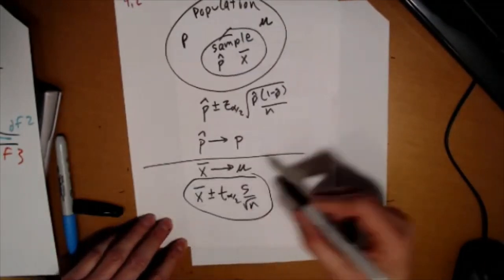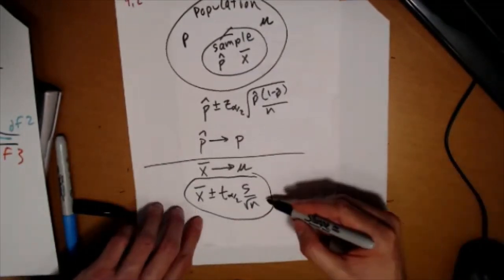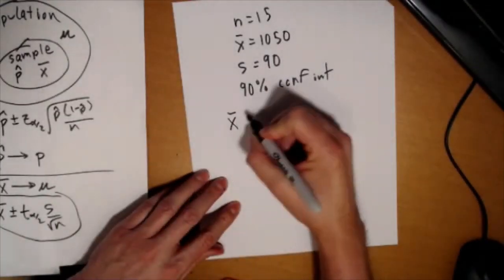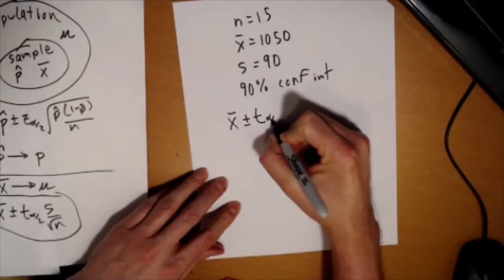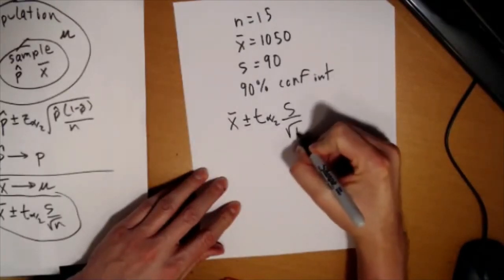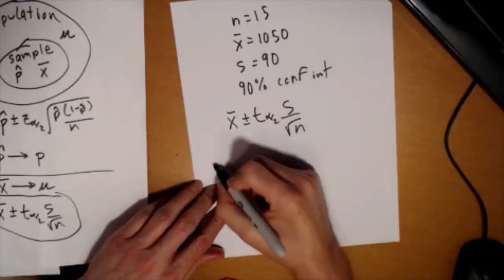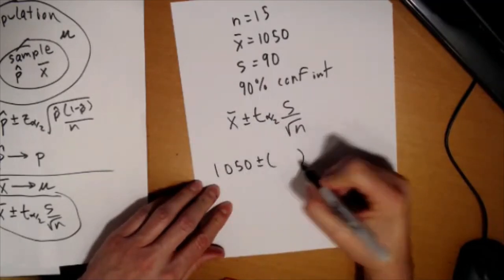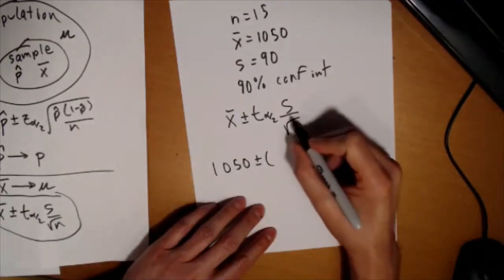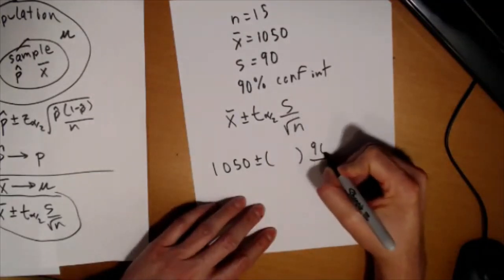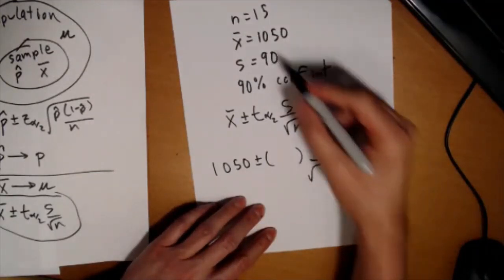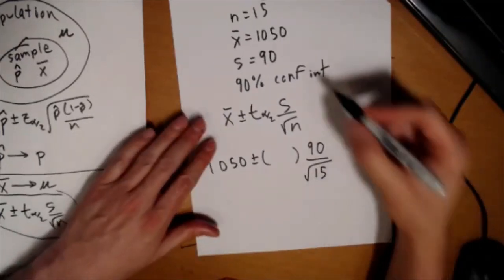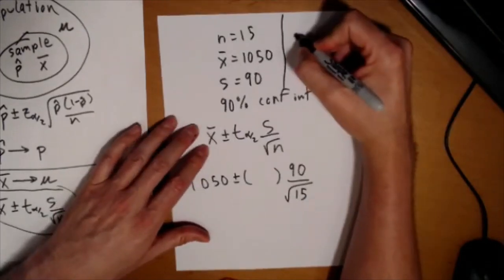I'm going to show you how to do this on the calculator also, but for right now we're going to do it once the long way. So x bar plus or minus t alpha over 2 times s over root n. x bar is 1050, plus or minus t alpha over 2, see that blank for a second, s is the sample standard deviation, 90, over the square root of n, 15.